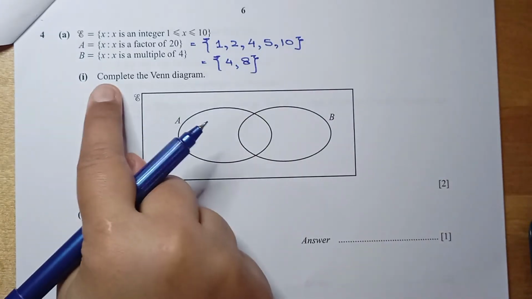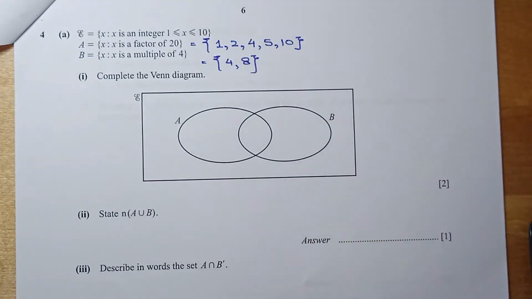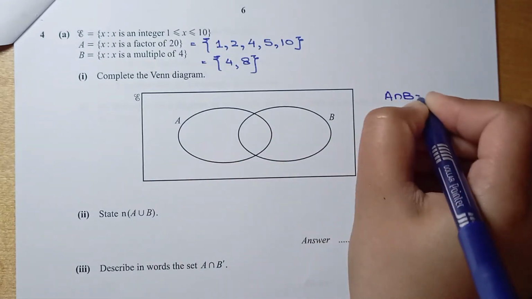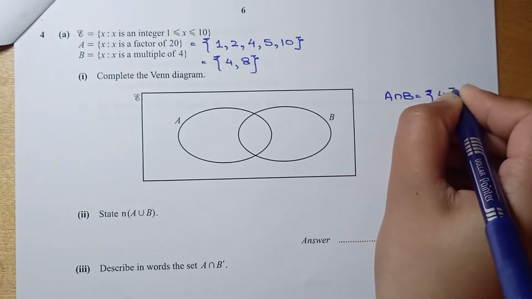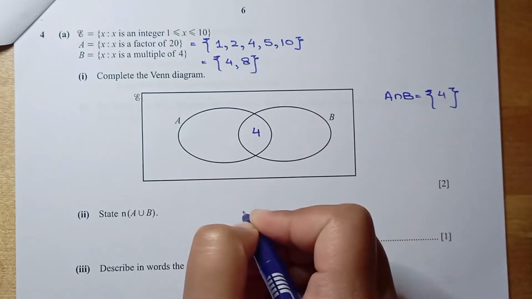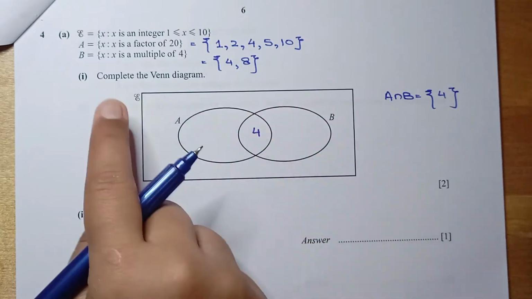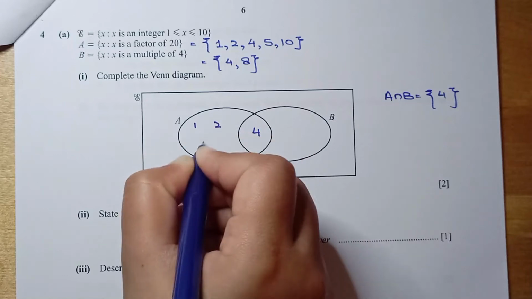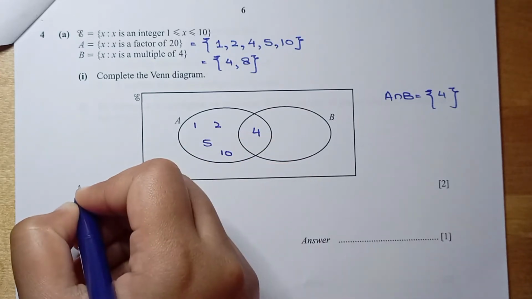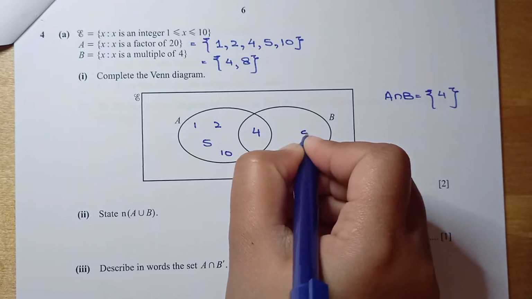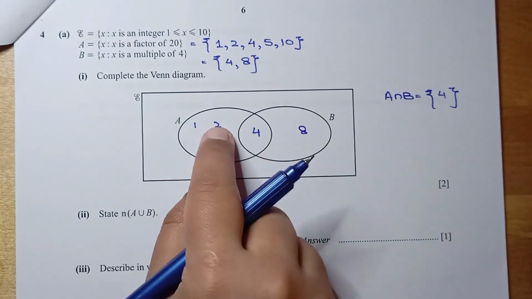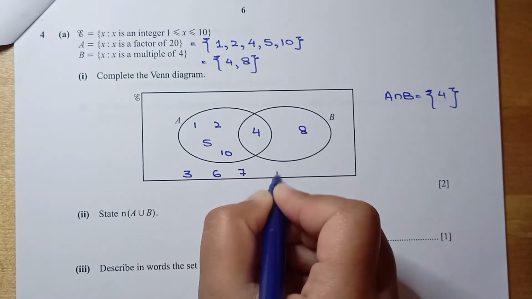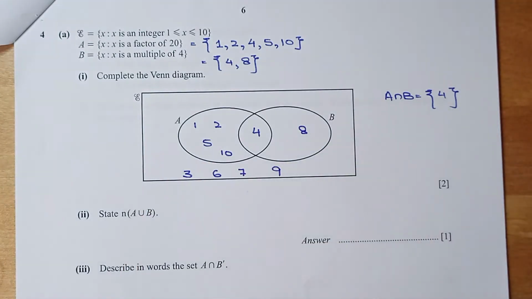Okay, now for the first part, complete the Venn diagram. So first we need to find the intersection, A intersection B. What numbers are common in A and B? 4 is common. So we can write down 4 over here. Now let me complete the set A and the set B. We have done the 4, so 1, 2, 5 and 10 is left. Now to complete B, we have 4, now 8. What numbers are outside? 3, 6, 7, 9. So this is the Venn diagram.